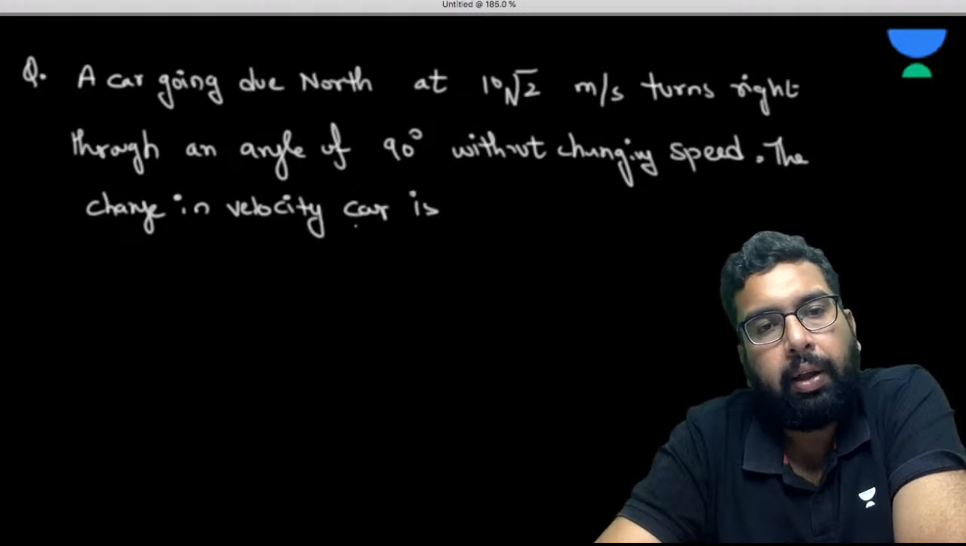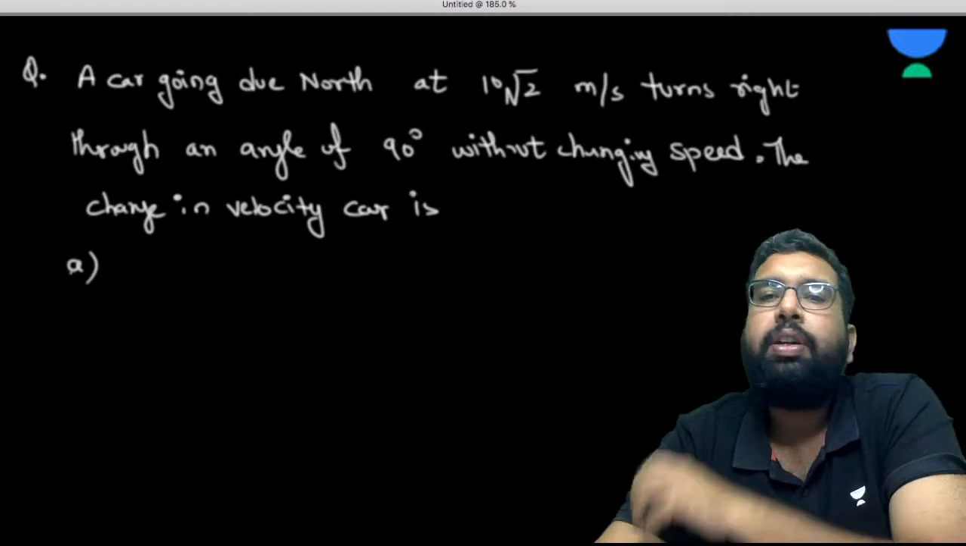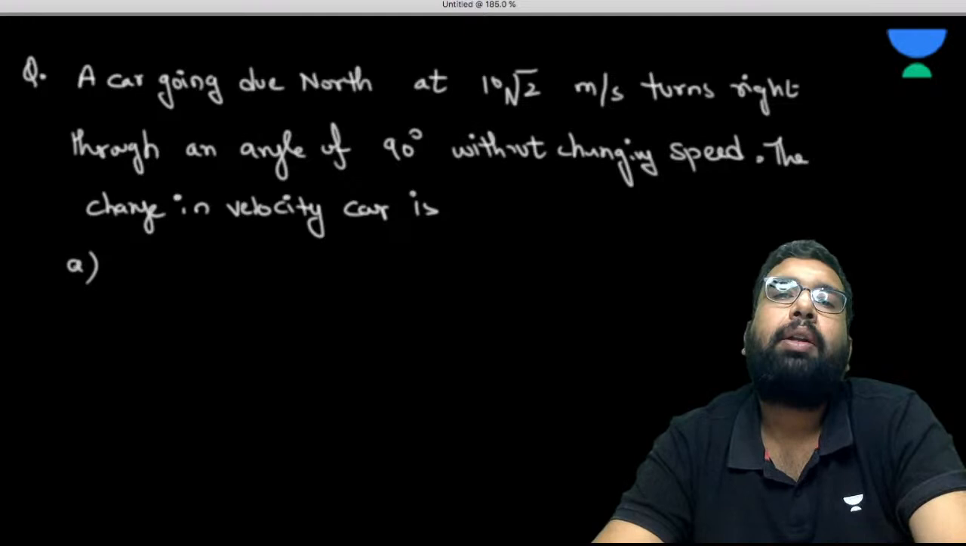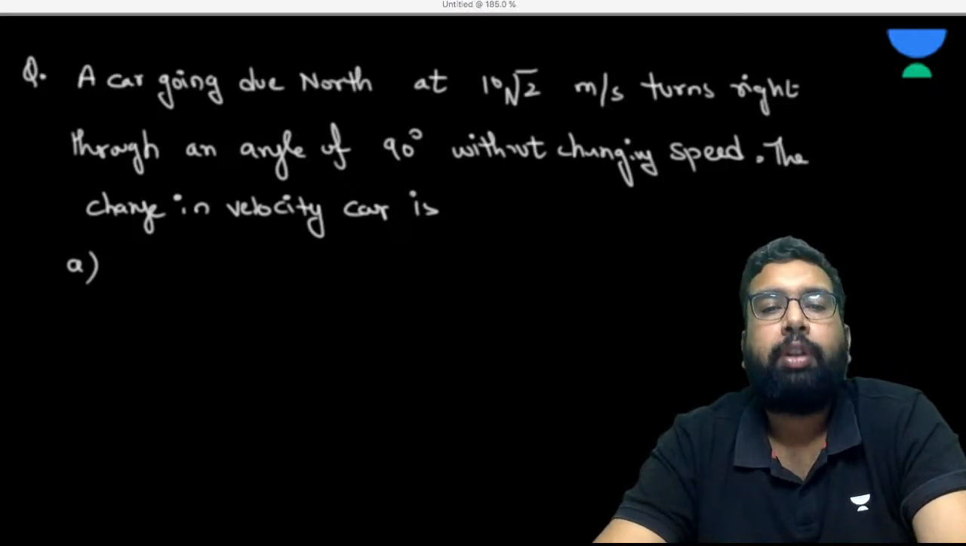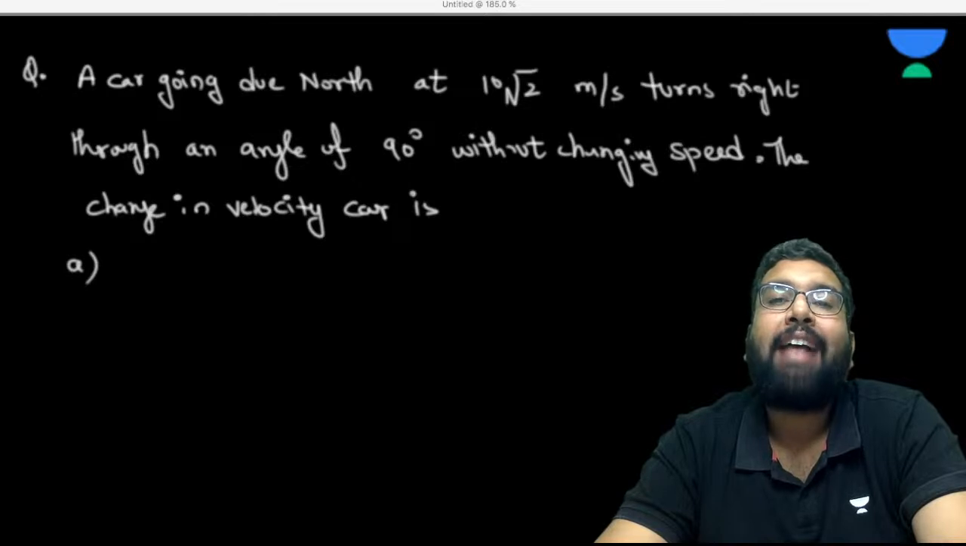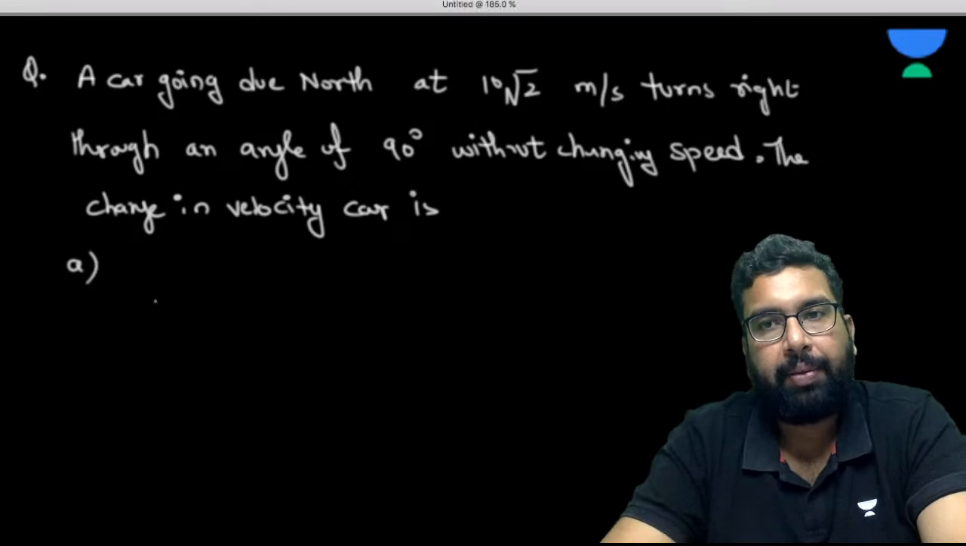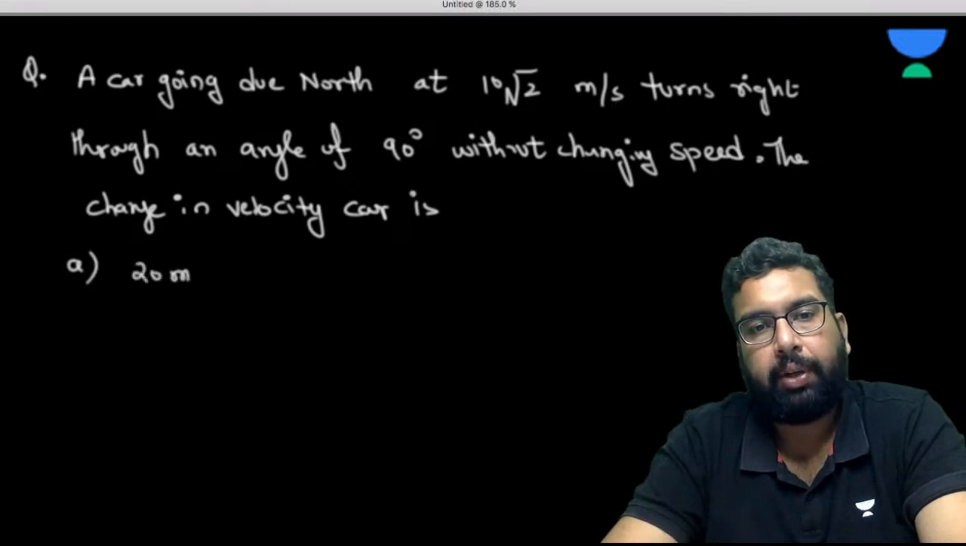Now speed is not changing. Can the velocity change? Yes. Speed refers to basically the magnitude of the velocity. So even though magnitude remains the same, but direction changes, and we know a vector has two things: magnitude as well as direction. Let me write the options.